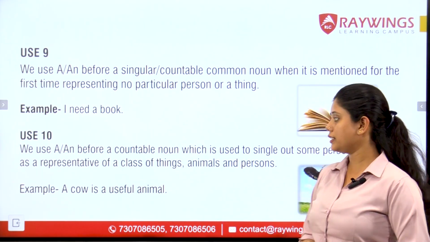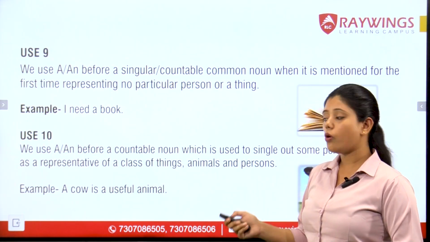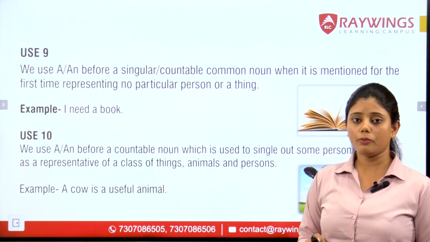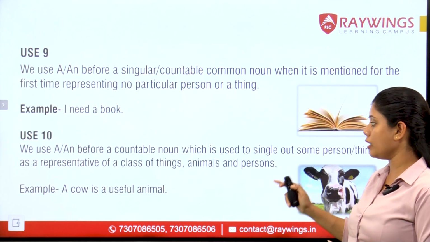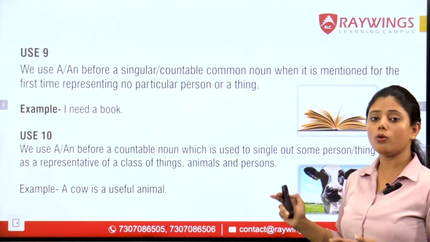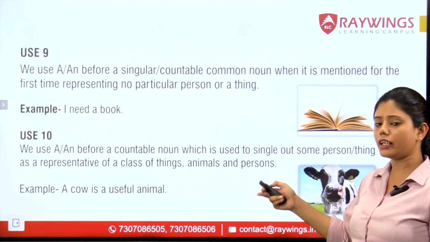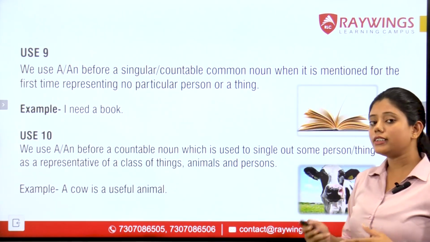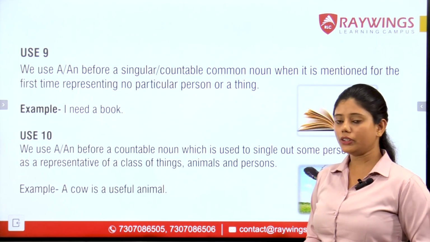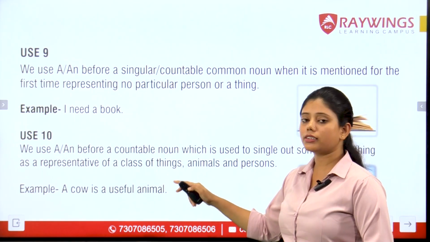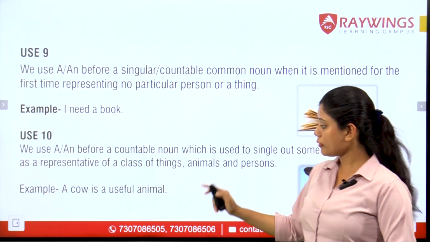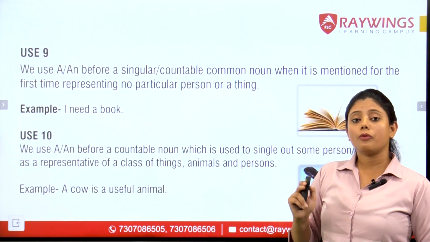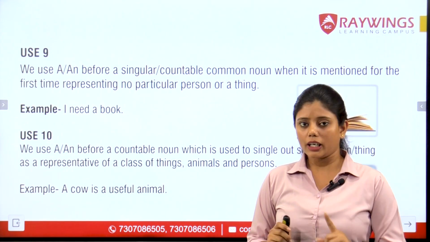Use number 10 says, we use article a or an before a countable noun. But keep in mind, we will use it when it is representing a whole class, right? Of anything. It can be a thing, an animal, or a person. Let us understand this with an example. The example says, a cow is a useful animal. Here, the noun is cow, right? Now, is only one cow useful?